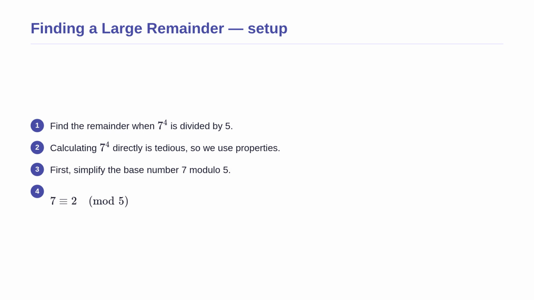We start by simplifying the base number, 7. When you divide 7 by 5, the remainder is 2. Therefore, 7 and 2 are congruent modulo 5. We can now replace the 7 with a 2 in all our upcoming calculations.